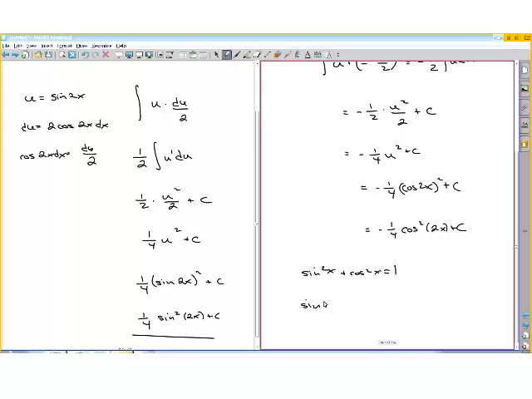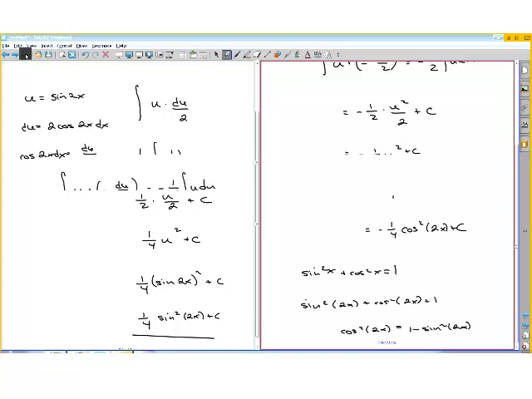Or we could say the sine squared of 2x plus the cosine squared of 2x, it doesn't matter what the argument is, equals 1. So here we can solve for the cosine squared of 2x is equal to 1 minus sine squared of 2x. So if I make that substitution here, you can see what I'm going to get.